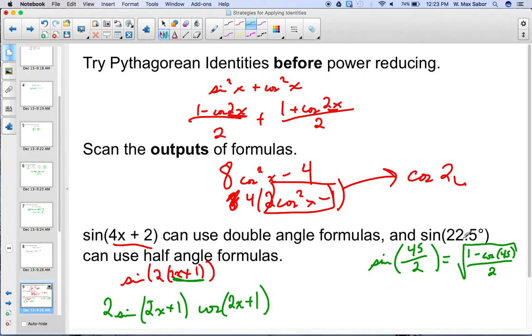So just because there's not a 1/2 or 2 as a factor inside the input doesn't mean you can't use a double angle or a half angle formula. Be aware that you can use these. That's it.